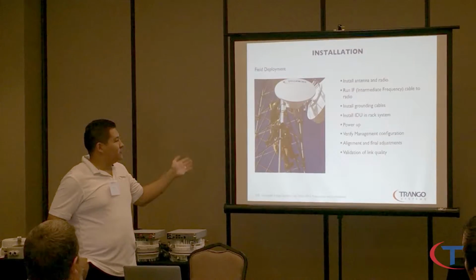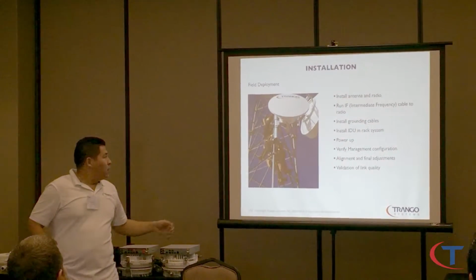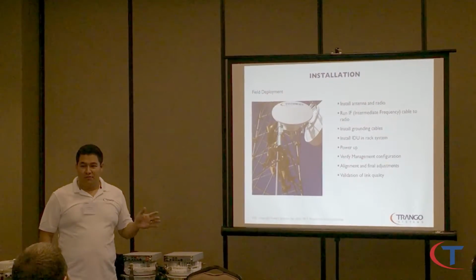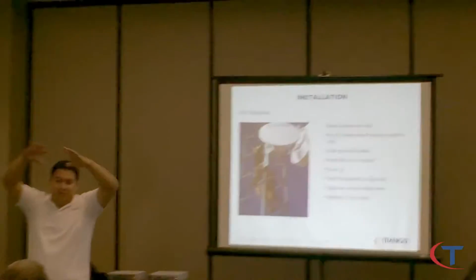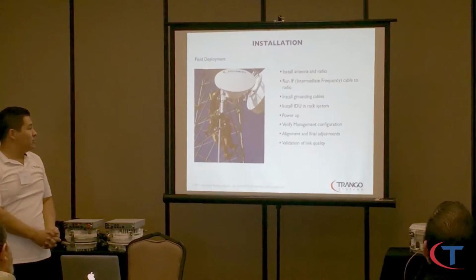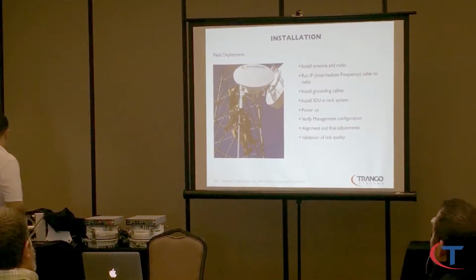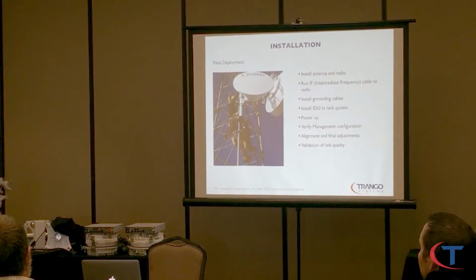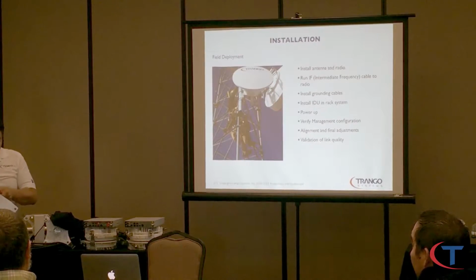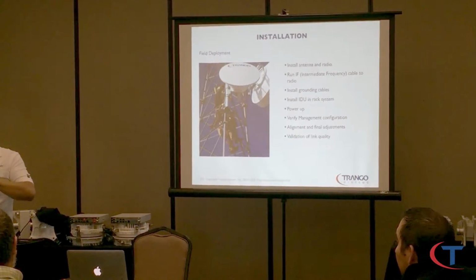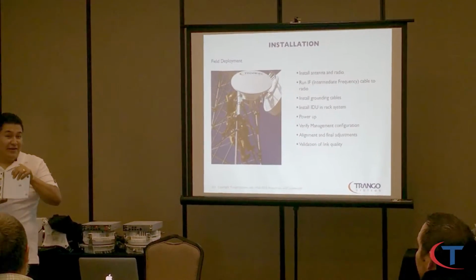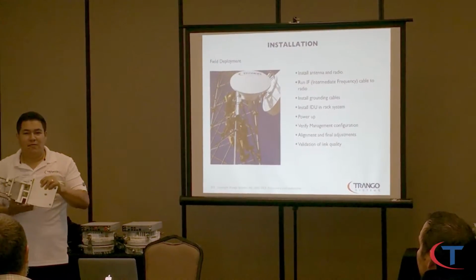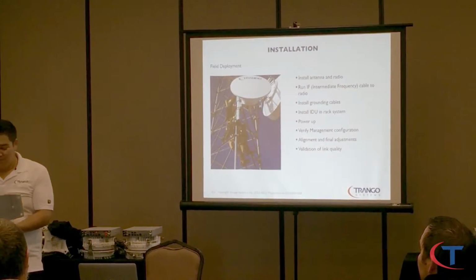Field installation, field deployment. What do we do first? We install the antenna and the radio. There's the antenna, big thing, big round. We put it up on the tower and mount a bracket. So this is one of our mounting brackets. Of course, the bigger the antenna, the bigger the bracket. This is a little light one, and I'm super strong, so no problem.